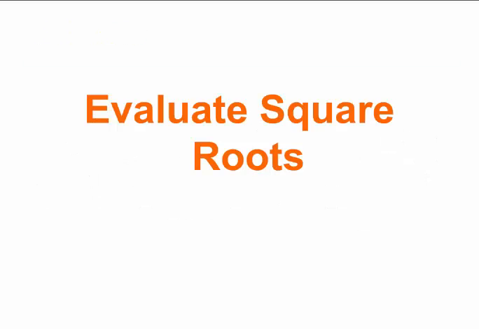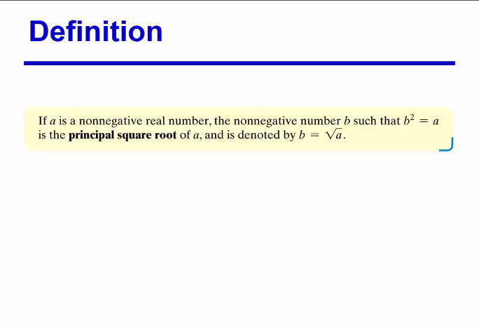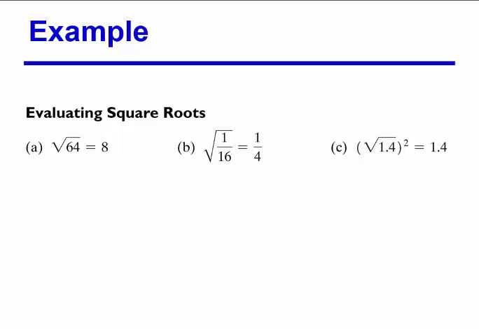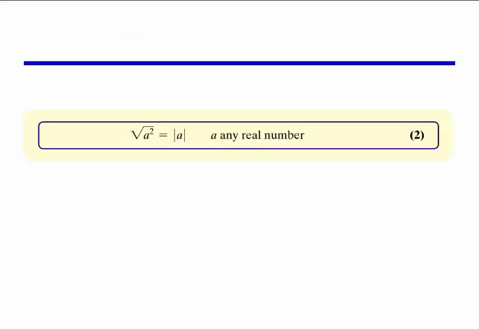The next one, we're going to evaluate square roots. So if a is a non-negative real number, the non-negative number b such that b squared is equal to a is the principal square root of a, and is denoted by b is equal to the square root of a. So we're going to evaluate square roots. So the square root of 64 is 8, because 8 to the second power is 64. Square root of 1 over 16 is 1/4, because 1/4 to the second power is 1 over 16. Square root of 1.4 to the second power is simply 1.4. Square root of a squared is simply the absolute value of a, and a is any real number.